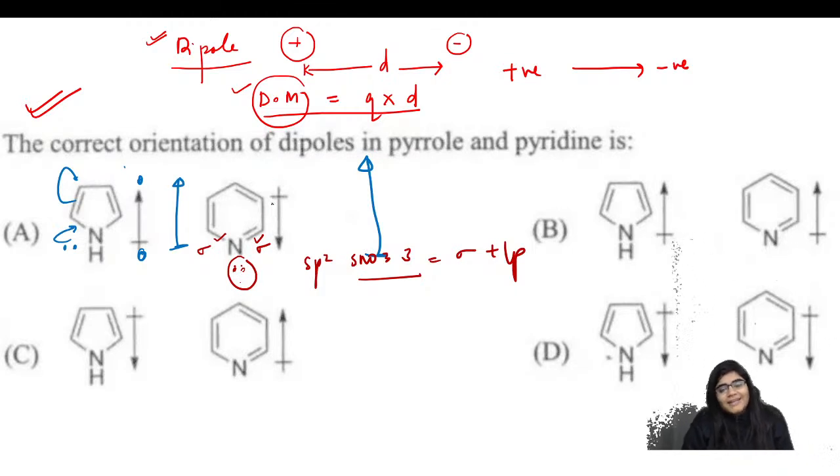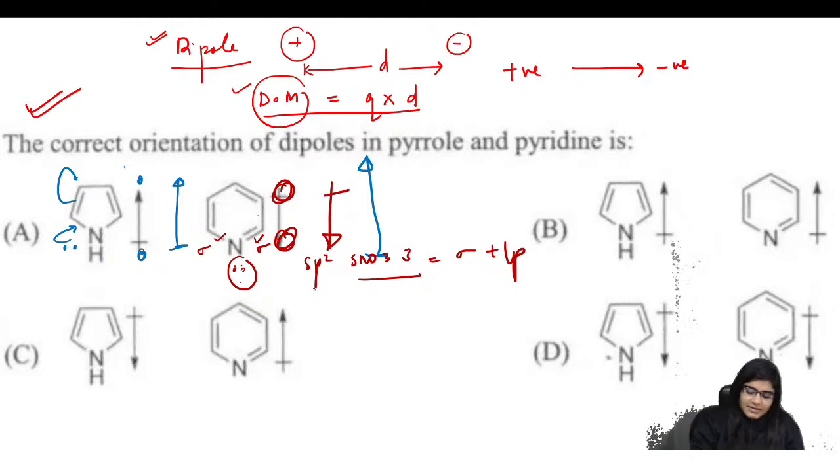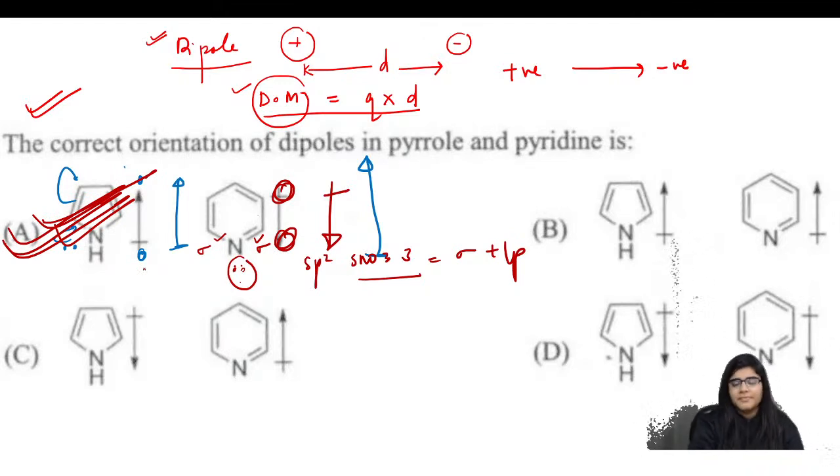So if I want to write down the orientation of the dipole, it would be from the positive terminal to the negative terminal. So this is going to be your correct answer. I hope it's clear to all of you that option A is going to be the correct answer. I hope it's clear, everybody, right?